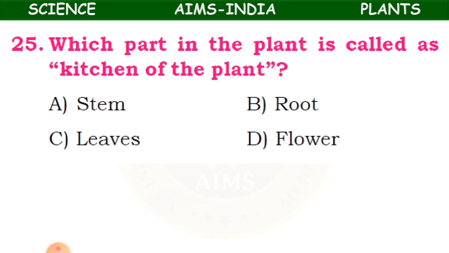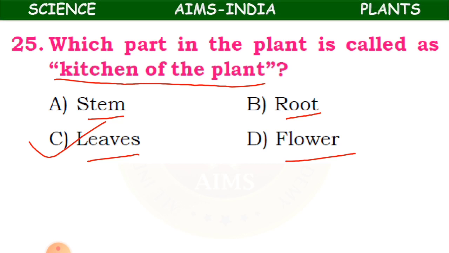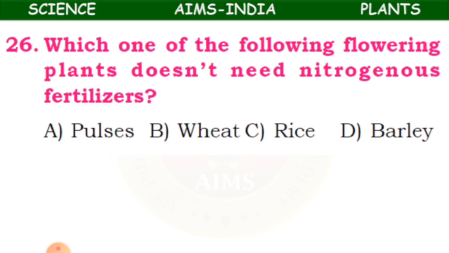Which part in the plant is called the kitchen of the plant? We are very much familiar with this. Kitchen of the plant, or food factory. Where is the food prepared for the plant? Whether it is the stem, root, leaves or flower. Yes, C option is the correct one, that is leaves. Now children, 26th question.